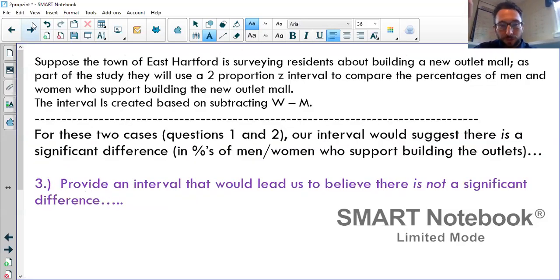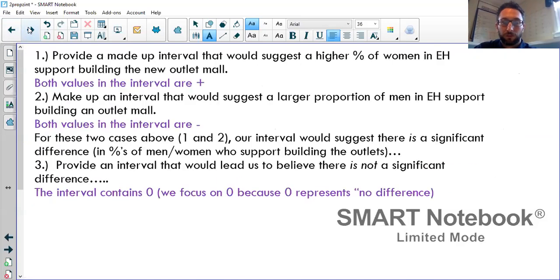So both of those would suggest there is a significant difference. Now make up another interval that suggests there's not a significant difference. Pause. The answers are on the next screen, so really pause it. How'd you do? Hopefully you got all the right answers. That's it. Little bonus for you, little review here.